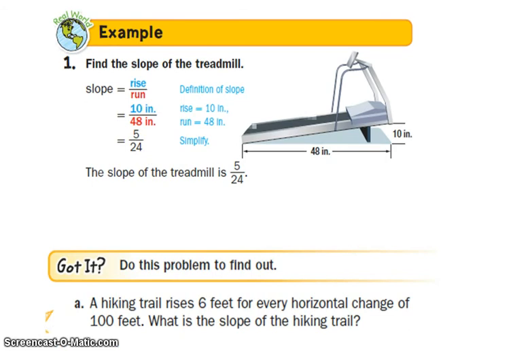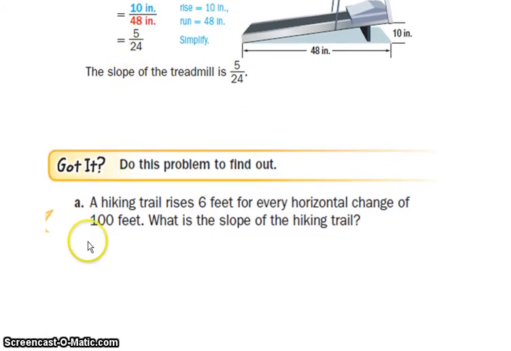Okay? All right, so why don't you take a minute now, use that example, and try to do your got it problem. A hiking trail rises 6 feet for every horizontal change of 100 feet. What is the slope of the hiking trail? Go ahead and pause the video and try this problem. Make sure you reduce your fraction if it can be reduced.